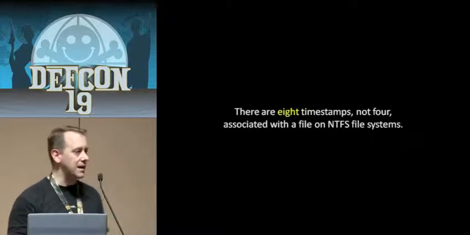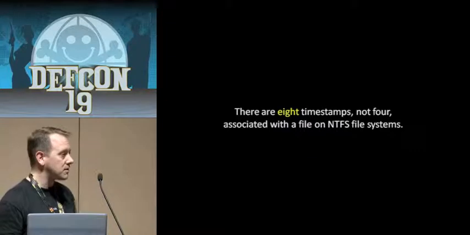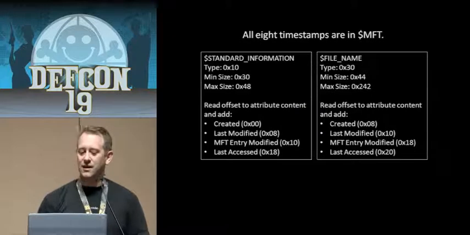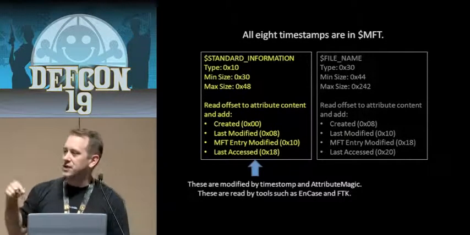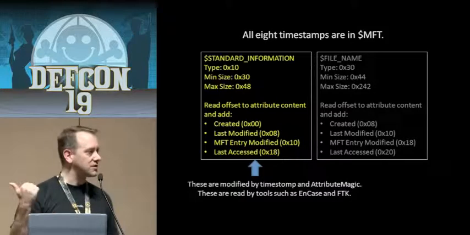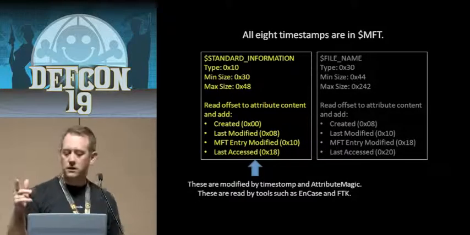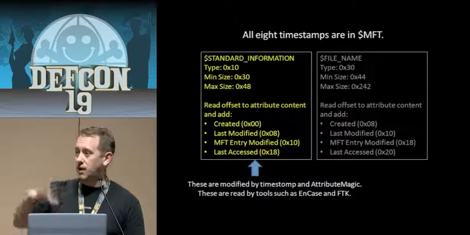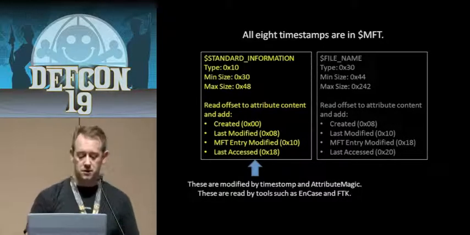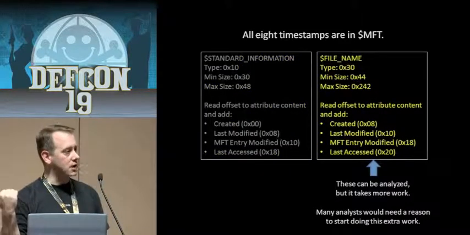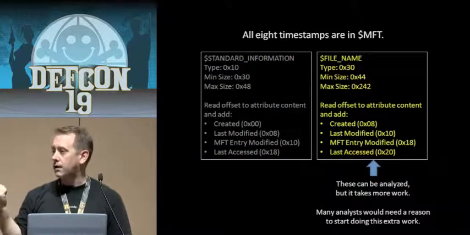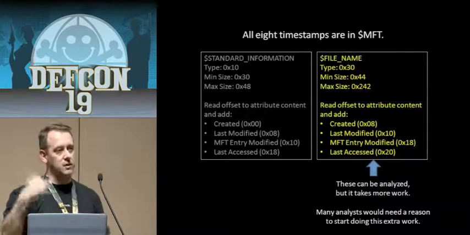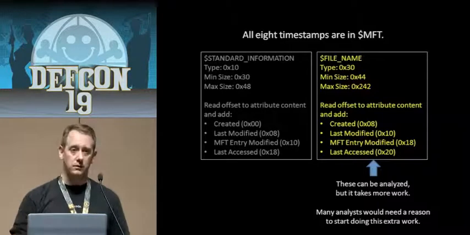All right? For example, there aren't 4 timestamps on NTFS systems. There are 8 timestamps on NTFS systems. All right? There are 4 timestamps under the standard information attribute, which we'll take a look at in just a second. It's identified by hex number 10. All right? Those are the ones that are picked up by forensic tools, and those are the ones that timestomp hits and Attribute Magic hits. There's another set of timestamps under attribute number 30, under file name, and those 4 match exactly what's in standard information. The problem is when you stamp something or timestomp something, it doesn't modify these as well.